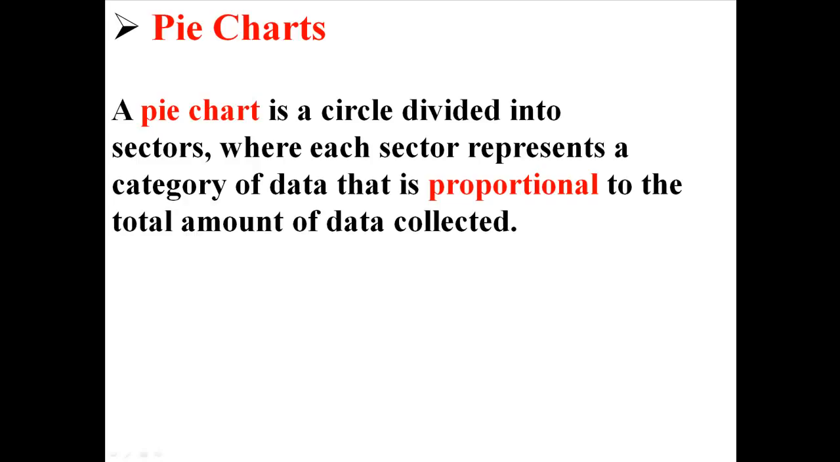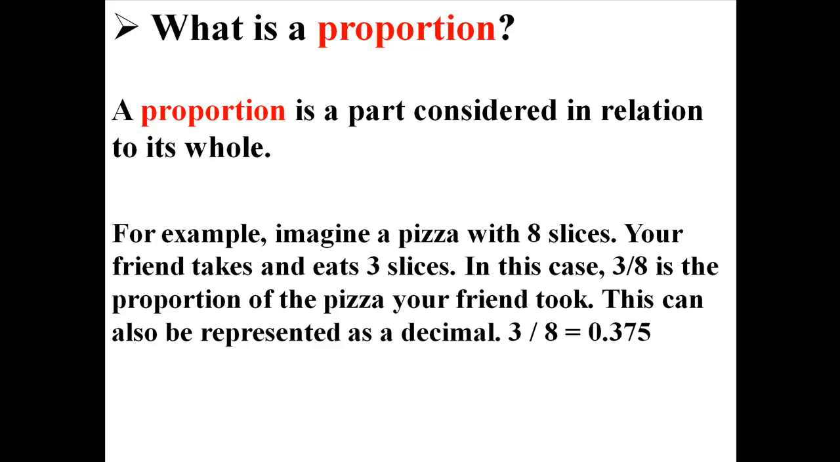A pie chart is a circle divided into sectors, where each sector represents a category of the data that is proportional to the total amount of data collected. So, what's a proportion? Well, a proportion is a part considered in relation to its whole.